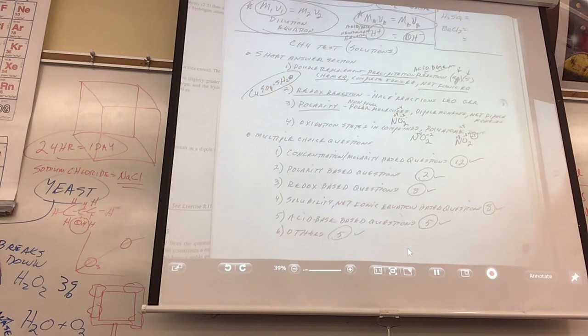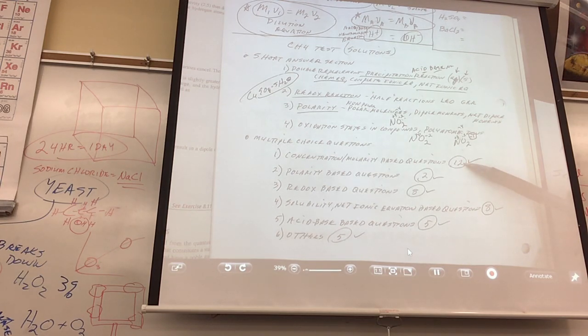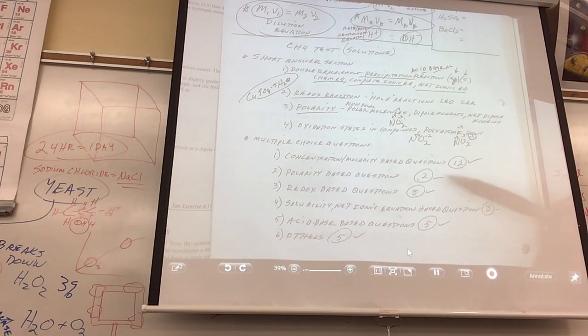Now, the rest of them, I did count them. The good news is you have a lot of questions that have to do with concentration. That could be molarity. I might have one molality question, maybe one. So molarity, percent by mass, you should be pretty good with that.